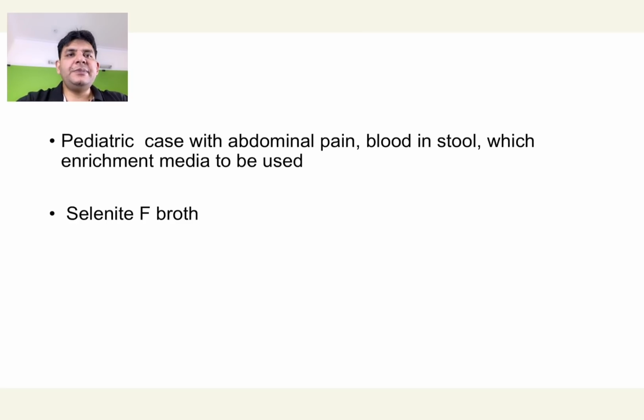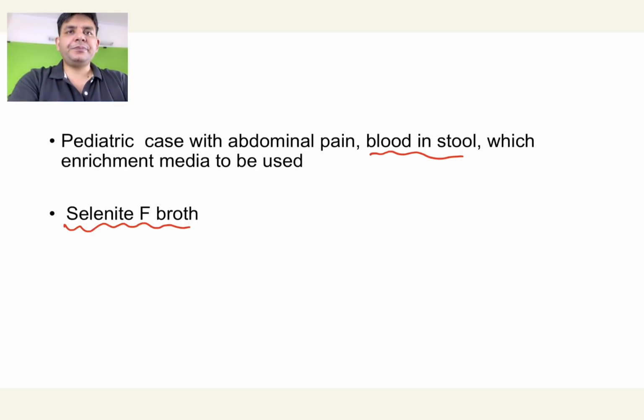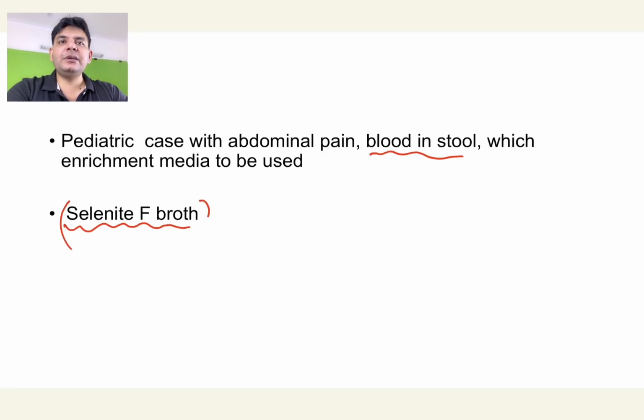Now there was a pediatric case with abdominal pain and blood in stool, and which enrichment is used for that was asked. This has already been discussed in the app also, in the notes also. The selenite type broth is an enrichment media for both Salmonella as well as Shigella, and this is abdominal pain and blood in the stool, that is dysentery. These episodes are there, and obviously we are talking about what? We are talking about bacillary dysentery done by what? Done by Shigella. This is a typical case of Shigellosis, and obviously you know that the enrichment media is the selenite type broth for it.